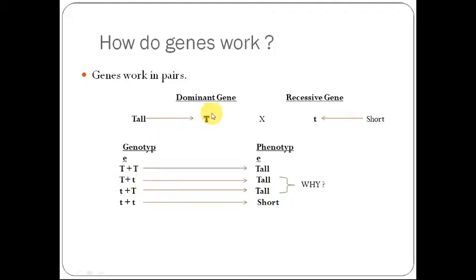The capital T here and the small t combine and form tall. Why? We'll discuss this. And capital T and capital T again form tall. And small t and small t will bring short. This is how the phenotype will look. But why is this tall? Why, you may ask? Because the big capital T is the dominant character or dominant gene, which will overcome the recessive one. Therefore, you will have a tall phenotype.